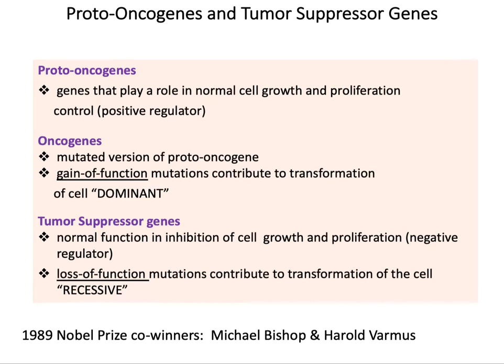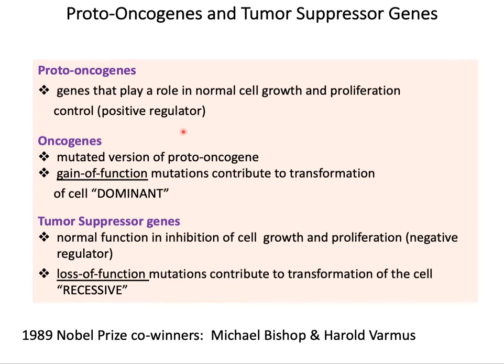So anyway, there are two main classes of genes that contribute to the transformed phenotype, and they are oncogenes and tumor suppressor genes. Proto-oncogenes are genes that play a role in regulating cell growth, and they are positive regulators of cell growth. What I mean by that is that the job of their gene product is to drive the cell through the cell cycle from G1 to S to G2 through M and so on. So the proto-oncogenes are the positive regulators of the cell cycle. They drive the cell cycle.